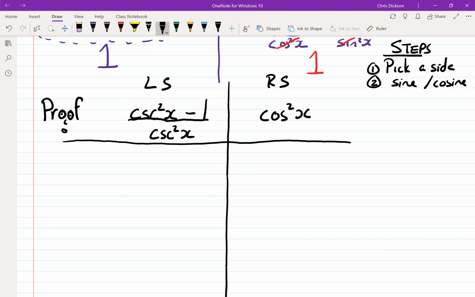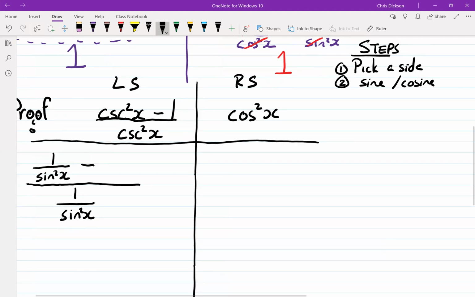So the left side, I've got 1 over sine squared x minus 1. I'm going to leave the 1 out for now because I'm going to do that change I did before. And that's 1 over sine squared of x. Okay, and right now it's actually not looking great because notice the right side is cos squared of x. So I'm hoping something's going to pop out here that I can work with.